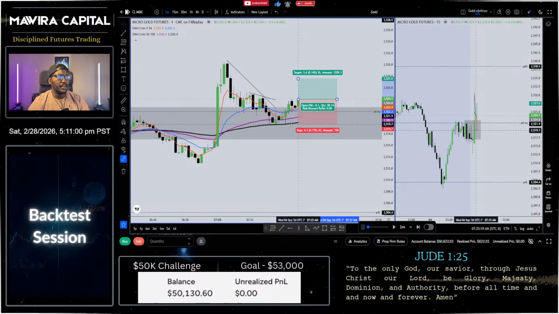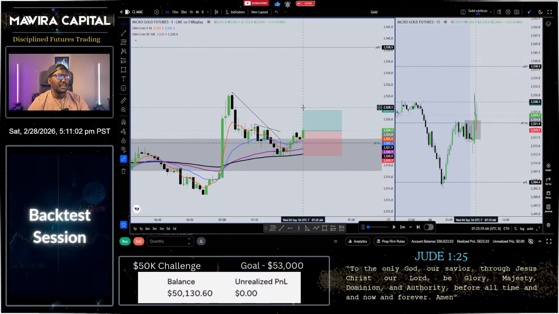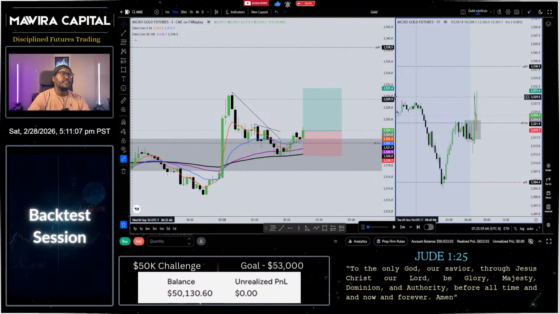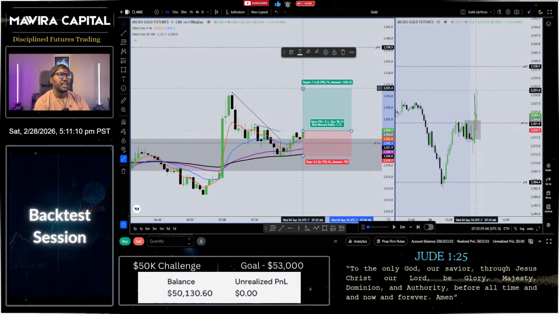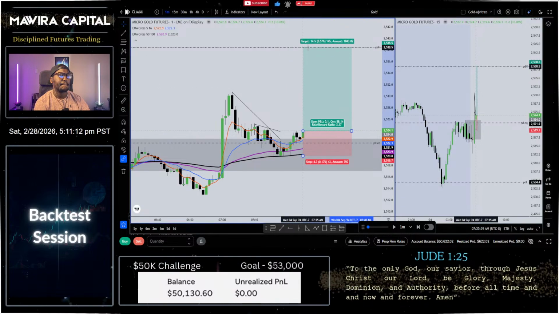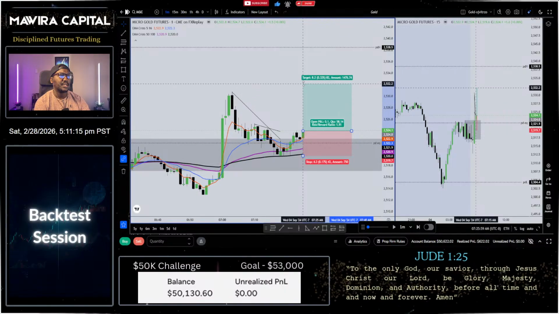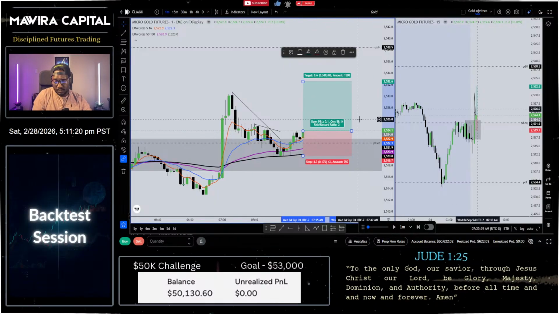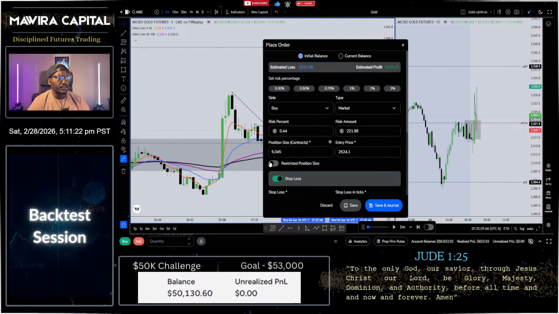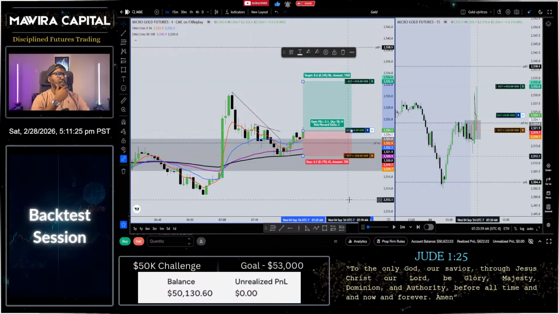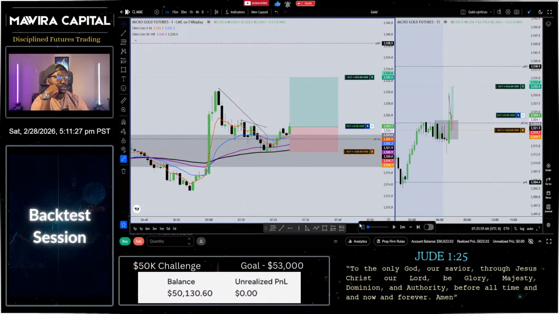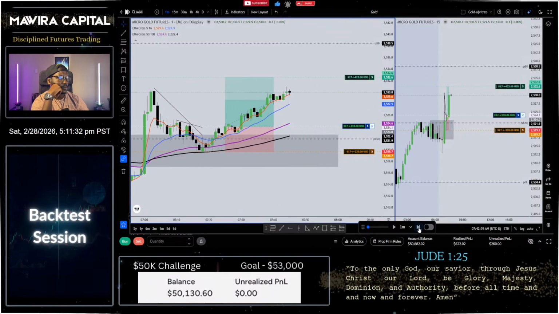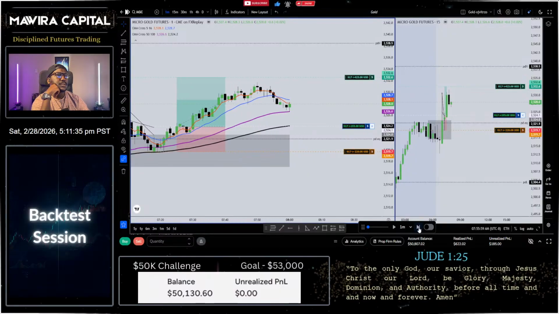Stop loss right below this low or the EMA right there. Going for 1:2. I feel like it's gonna go all the way to that previous day high, but we're just gonna take 1:2. Okay, let's see if this works. Come on.